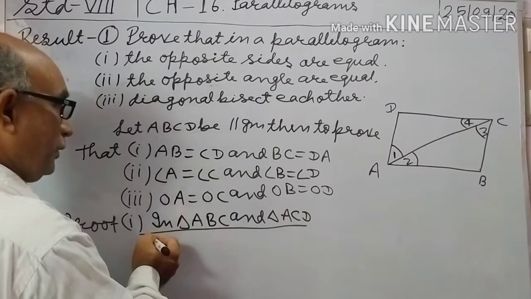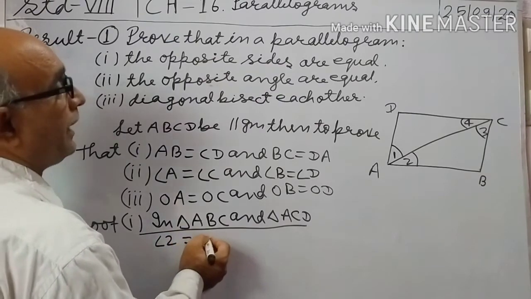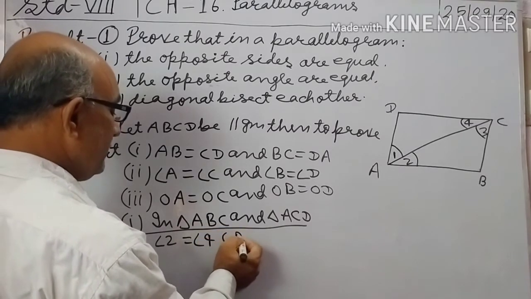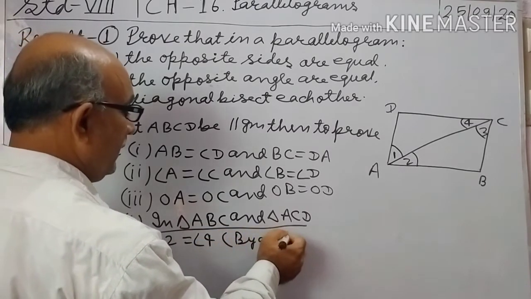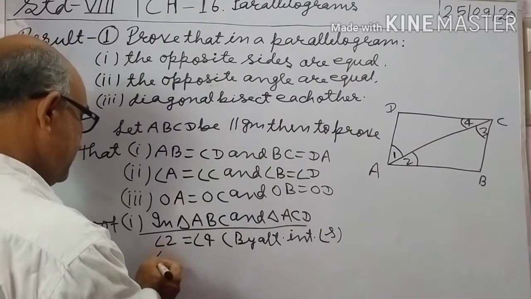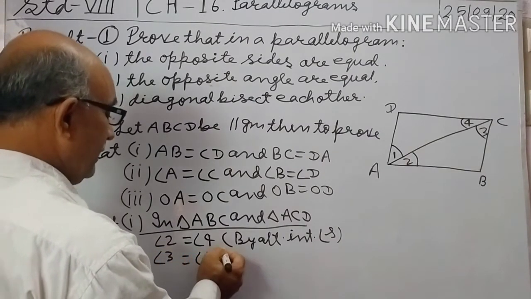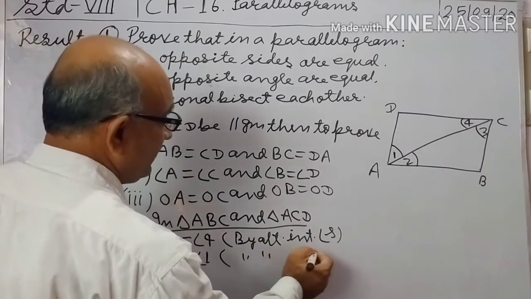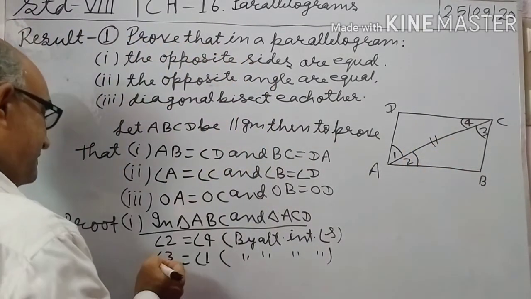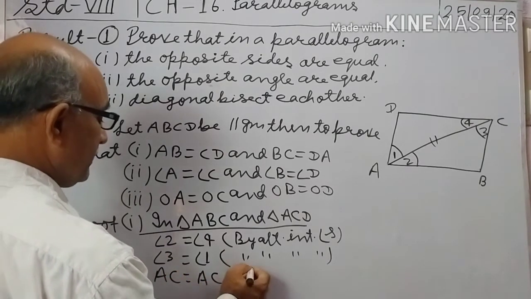So angle 2 equal to angle 4 by alternate interior angles. Angle 3 equal to angle 1, it is also by alternate interior angles. And AC is common. AC equal to AC.